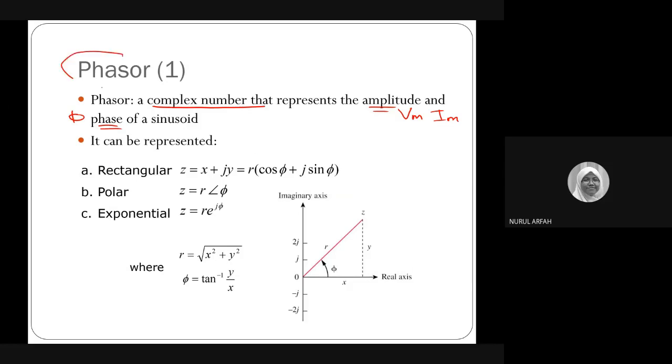And what types of forms do you have in a phasor? There are 3 forms: rectangular, polar, and exponential. For rectangular, I think the majority of you are familiar with it because you have the x-axis and y-axis like here, right? And then you want to find what x is here. x is equal to R cosine theta, right? And y is R sine theta, correct? This one you learned from your math class.